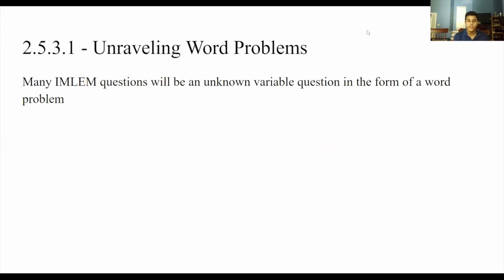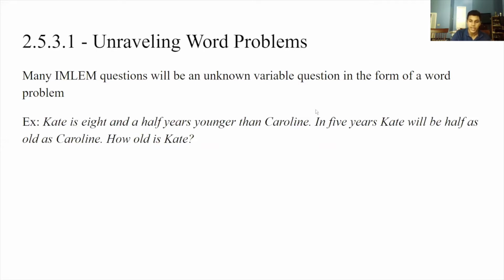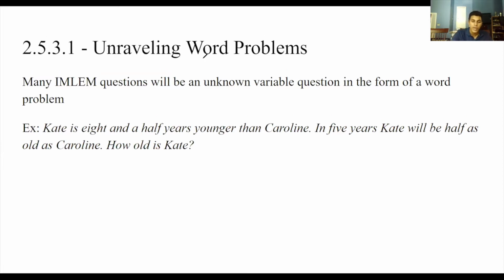I'll show you an example of what a word problem might be like. So this one says, Kate is 8.5 years younger than Caroline. In 5 years, Kate will be half as old as Caroline. How old is Kate? So when it comes to word problems, our first step is always to figure out what it's asking. So this question is asking, how old is Kate? So we're being asked to find the age of a person named Kate.